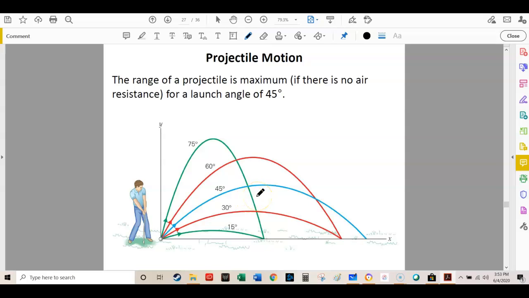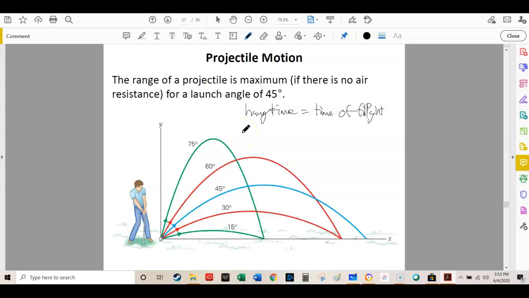So on this graph, can you tell me which object is going to take more time in the air? Which one's going to have more hang time? I think time of flight is hang time, by the way. Hang time equals time of flight.